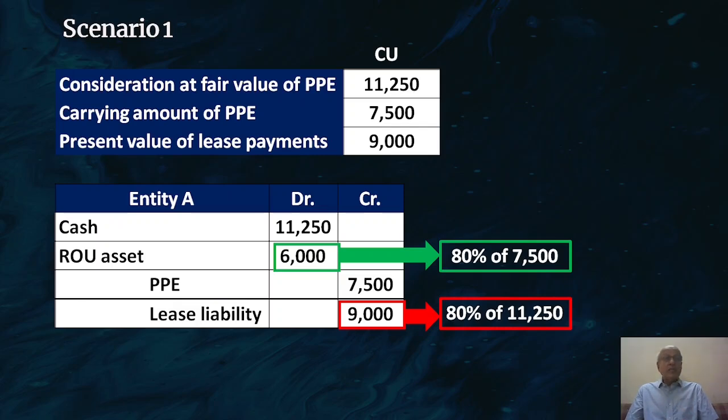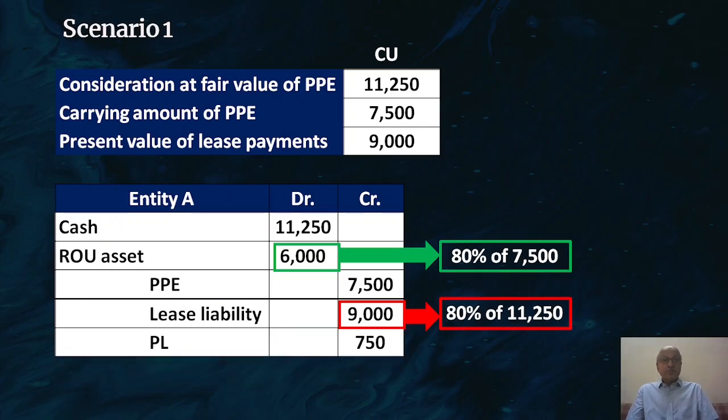Liability, what percentage of cash? It is 80% of cash. That is the fair value of the PPE. Now, what is the right of use asset? 80% of 7,500, 6,000. Now, balancing figure is the profit.